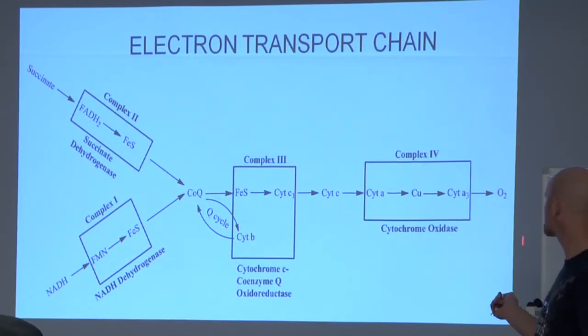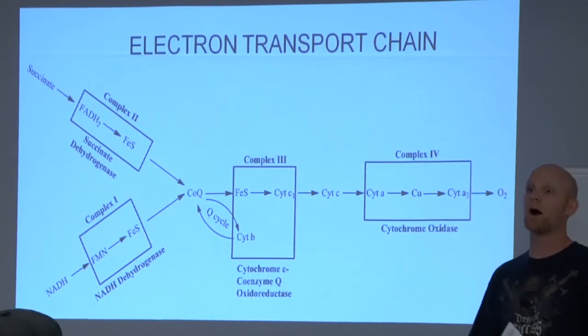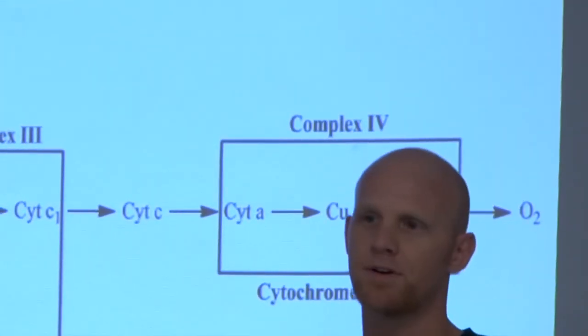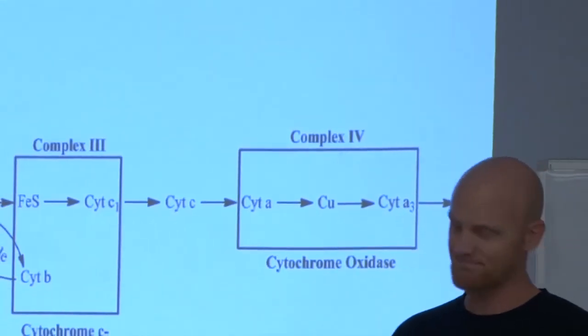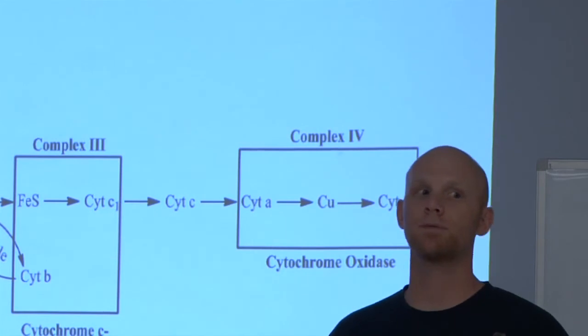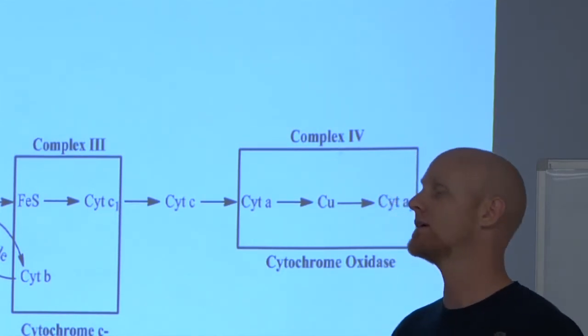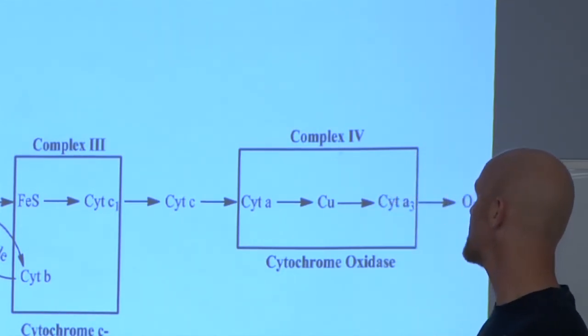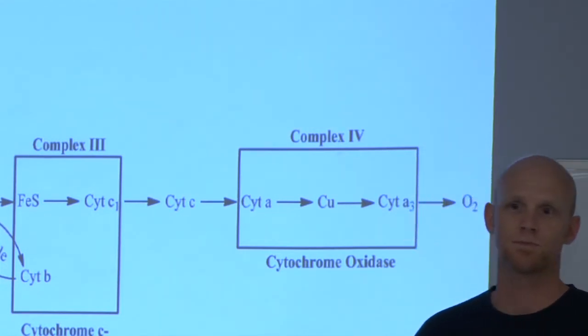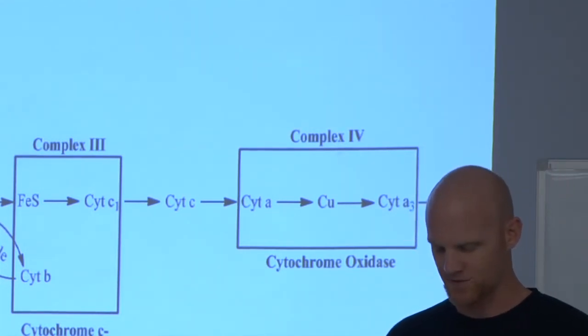in the process of reducing oxygen to water, it has to bind oxygen. And so if you look, what are some of the complex 4 inhibitors? Cyanide, carbon monoxide, and azide. Cyanide, carbon monoxide, and the azide ion. Why are they inhibitors of complex 4? They look a lot like oxygen. Because they look a lot like oxygen, complex 4 might bind them instead of oxygen. So they're competitive inhibitors of complex 4.